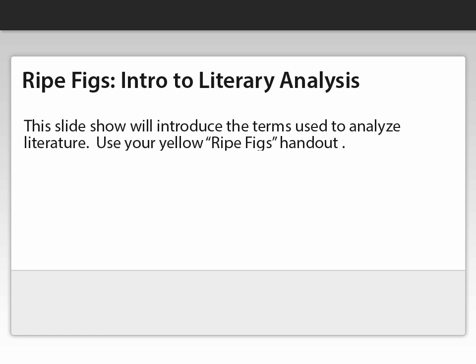On the first day of class, you received a bright yellow handout, so get that out, and we'll go page by page. I'll explain the literary terms, and I suggest that you take notes on the yellow handout because you'll be using this information when you analyze the next short story, Two Kinds by Amy Tan.